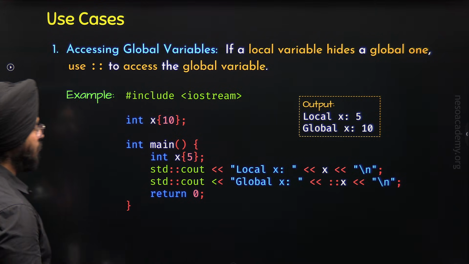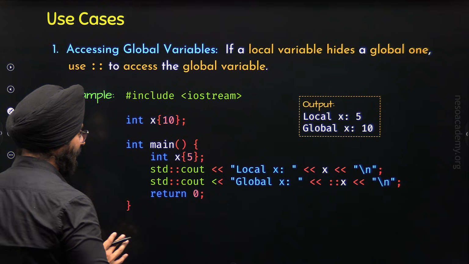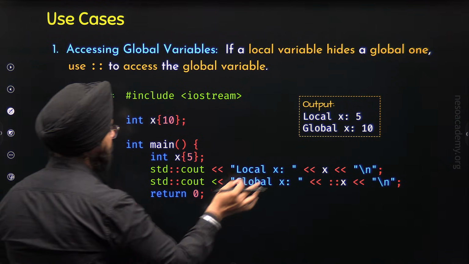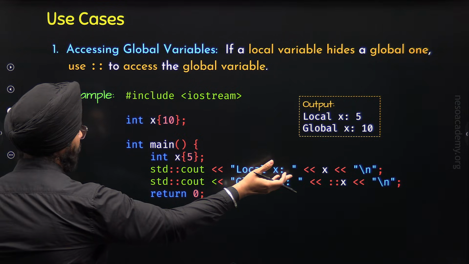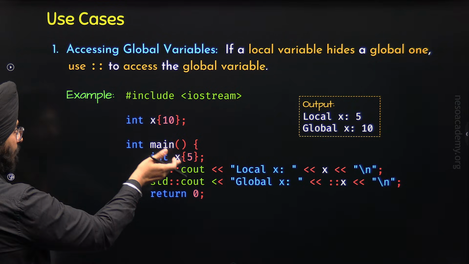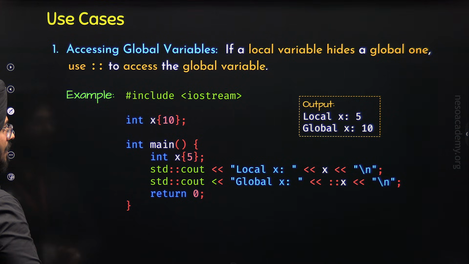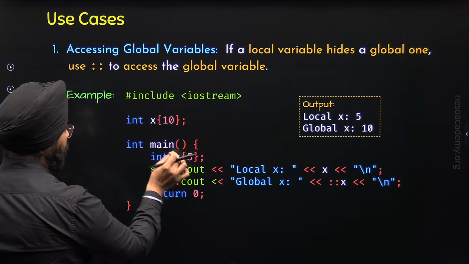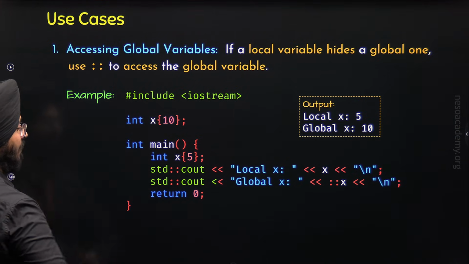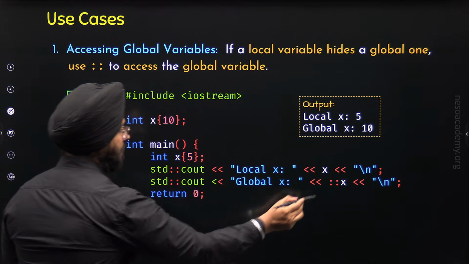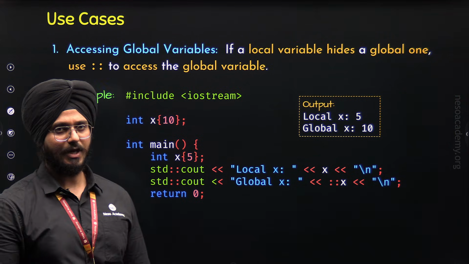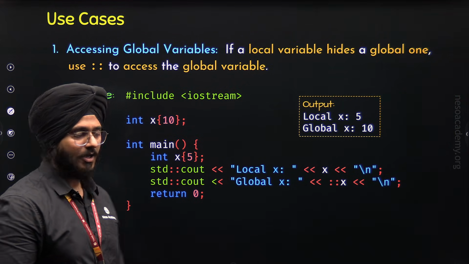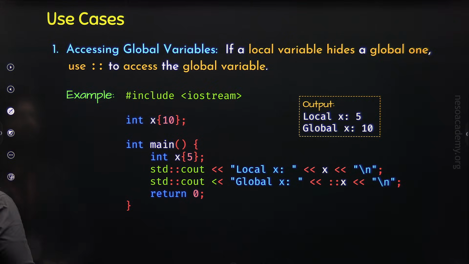Now let's say if we do not have the local variable x, then if we specify x, we will get access to the global variable because there is no such local variable available in the function. But if we have the local variable which is hiding the global variable, then we need to use the scope resolution operator to access the global variable. I hope this idea is clear to you. So we are done with the first use case. Now let's move to the second use case.